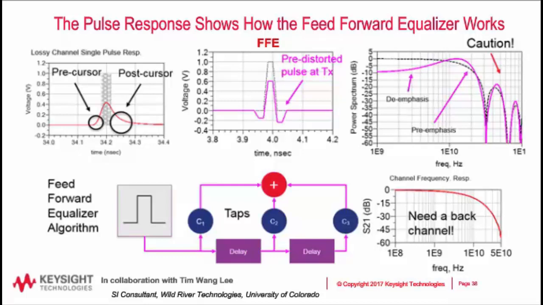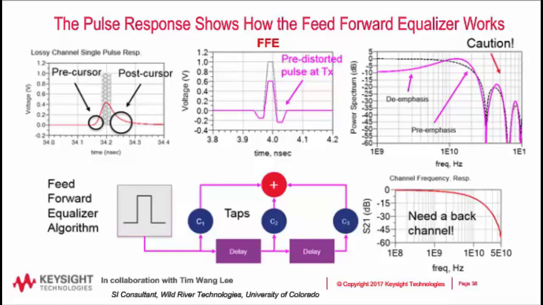There's a little schematic here that shows how this is a back channel type of operation. You're actually doing some signal processing where you're delaying your bit stream and adding in that correction before and after the bit as it goes through the system. That was the feed-forward equalizer.